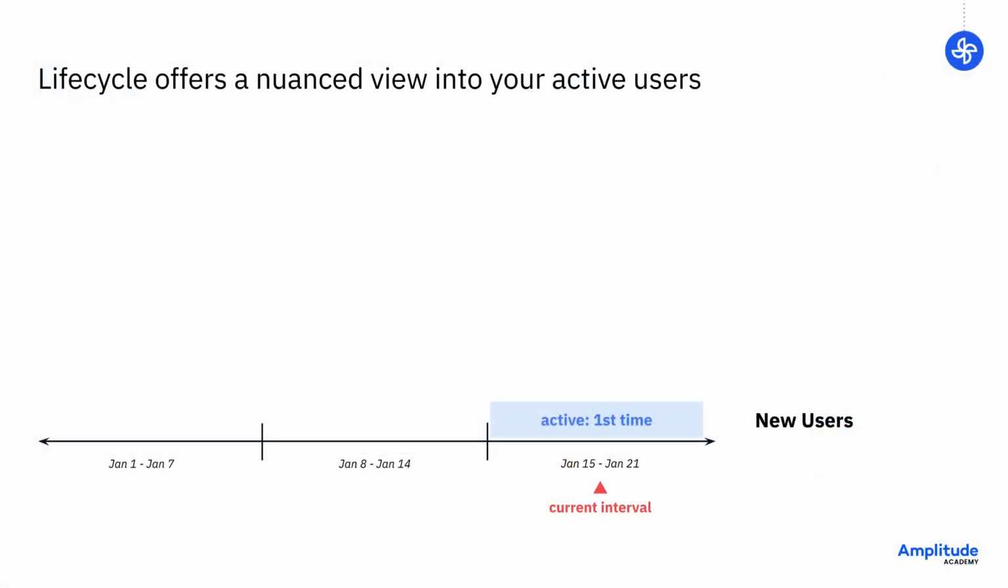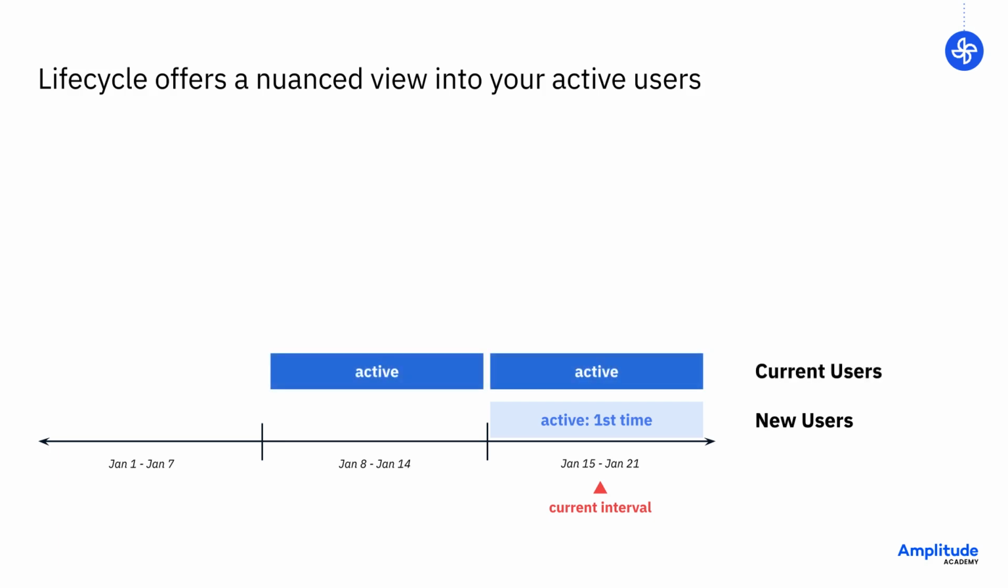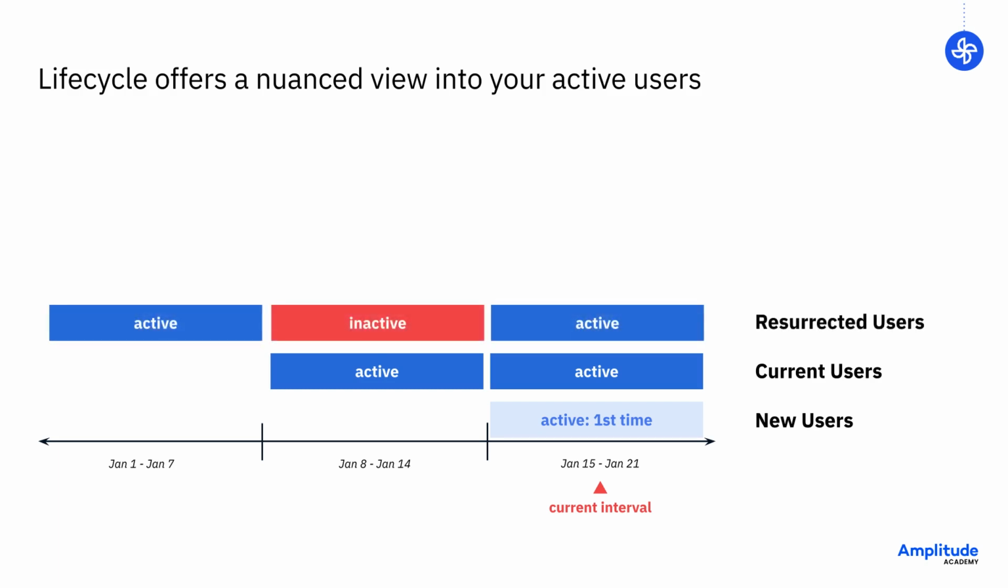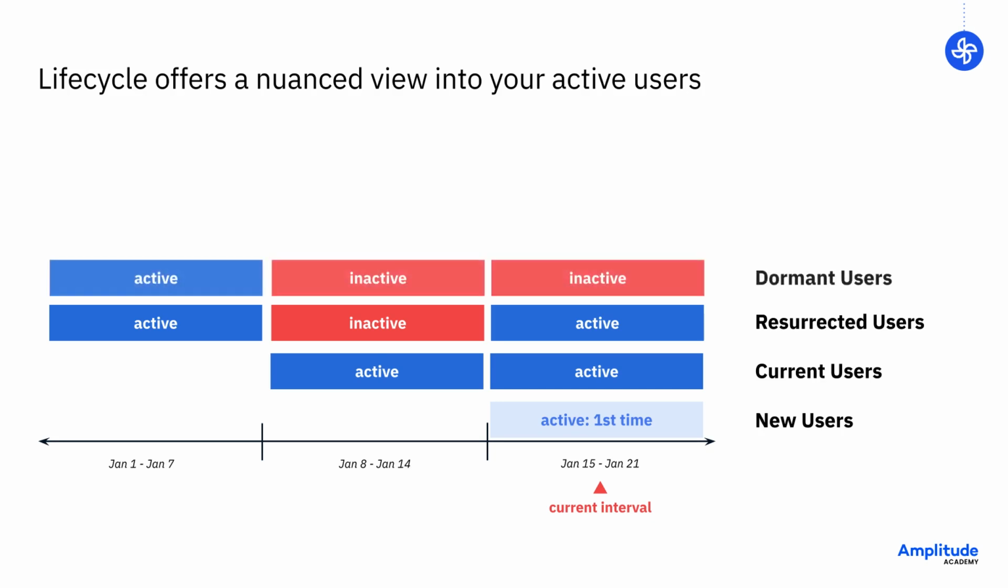So, based on Lifecycle's default settings, a new user is a user who is active for the first time in the current 7-day interval. A current user is one who is active in the current 7-day interval and the previous 7-day interval. A resurrected user is one who is active in the current 7-day interval but was previously inactive. And finally, a dormant user is one who is inactive in the current 7-day interval.